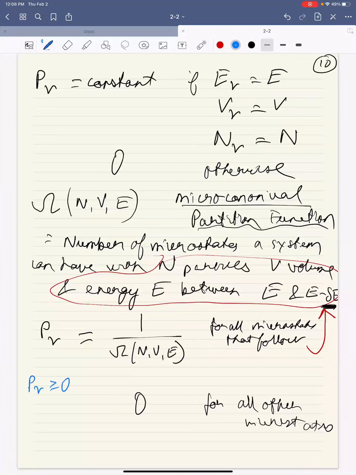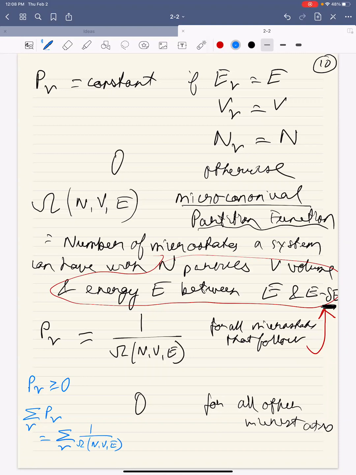But we also need to check whether the summation over nu of P nu, if we sum up the probability over all possible microstates, should sum up to 1. Otherwise, we have an issue. Is this equal to 1? We have to do all possible microstates. For every microstate, we calculate omega of N V E.